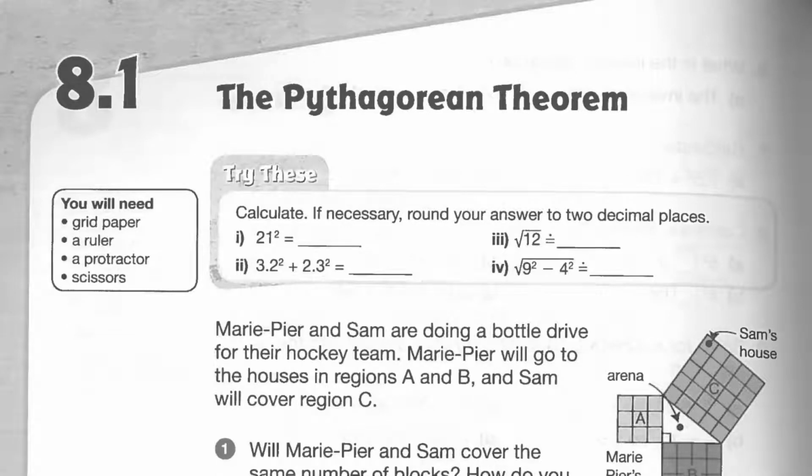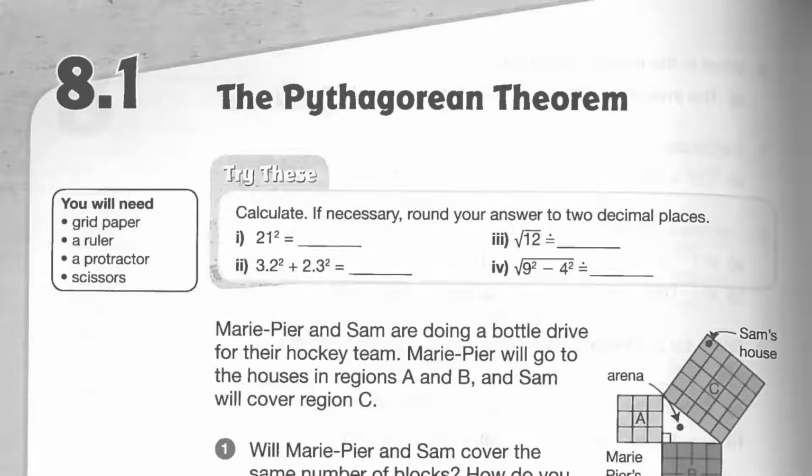In this video, we're going to be going through chapter 8.1, the Pythagorean Theorem. So, hopefully you have your textbook or your workbook ready to go, and you'll find this on page 214, and we are talking about, of course, the Pythagorean Theorem. Once again, we will start with the try these.